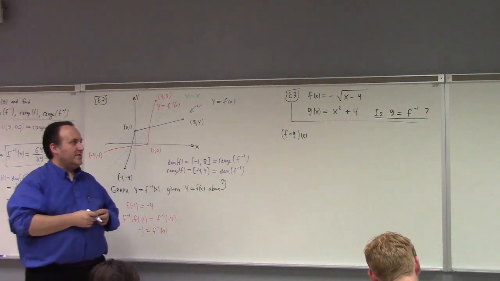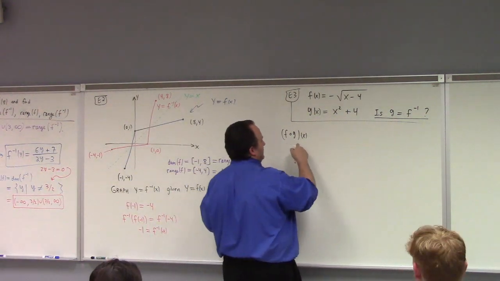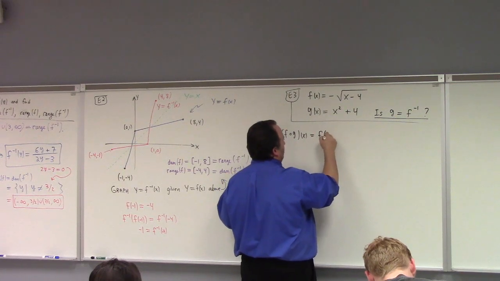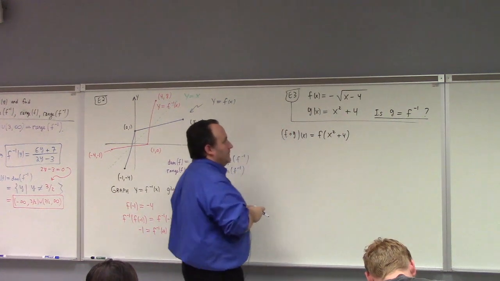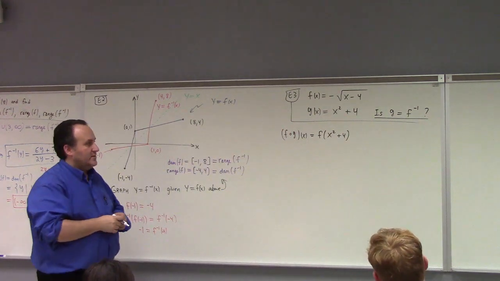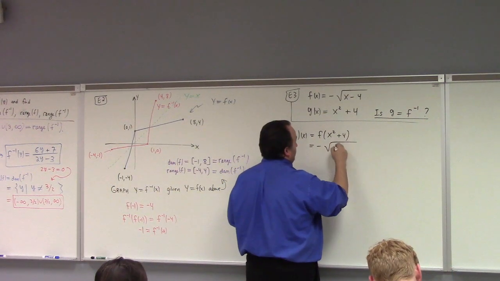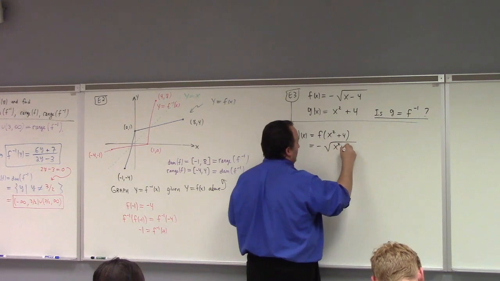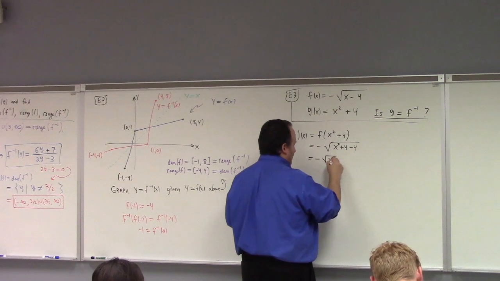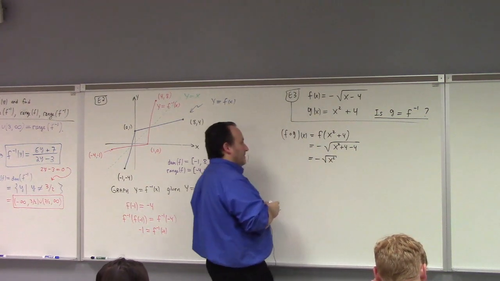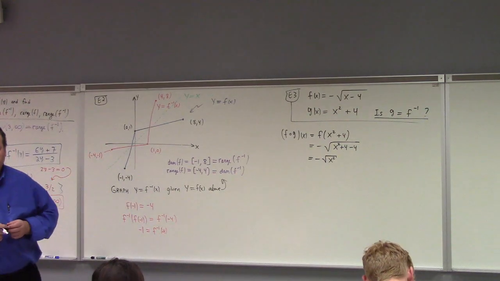And that question may involve a little bit. Well, let's just try. Let's see what happens. So f composed with g is f of what? f of x squared plus 4. And so what do we get? We get minus the square root of x squared plus 4 minus 4, which is what? Minus the square root of x squared. So what's that?